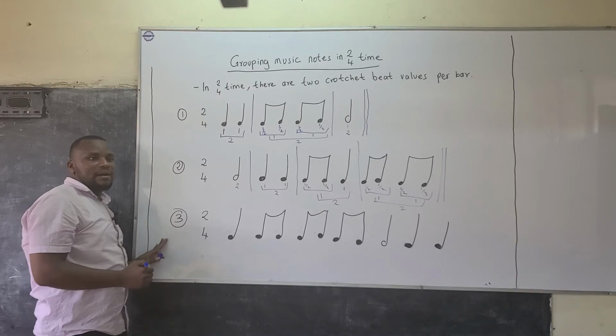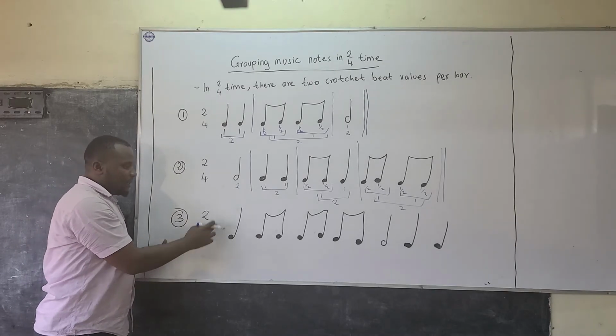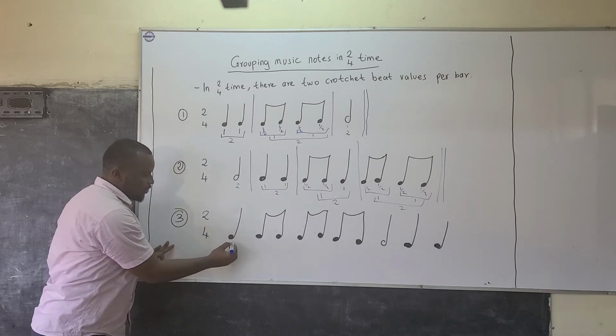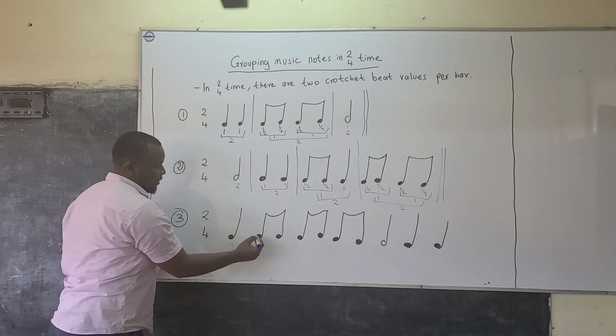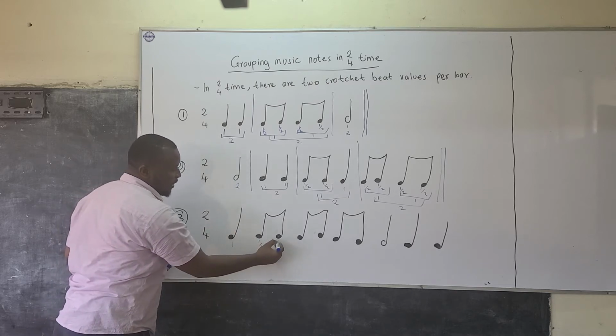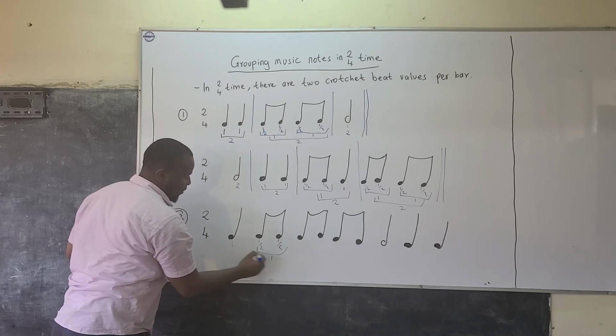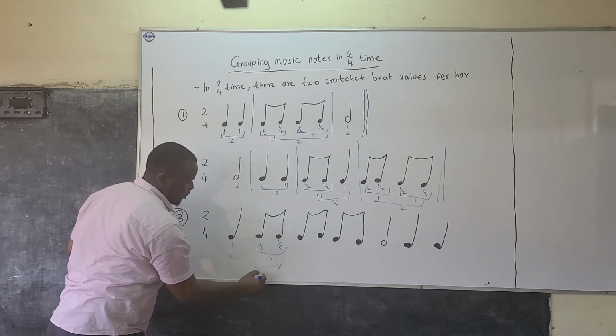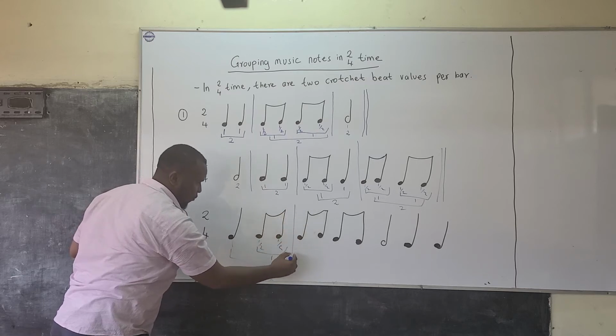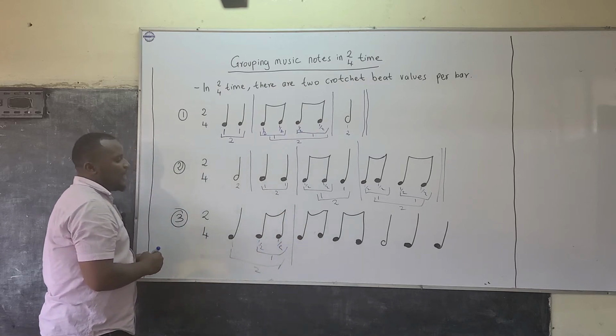To our third example, still in 2/4 time, we start with a crotchet. A crotchet is one beat. Then there is a quaver, a half. Another quaver, it is a half beat. A half and half make 1. 1 and 1 will make 2 beats. So here we have a bar line.